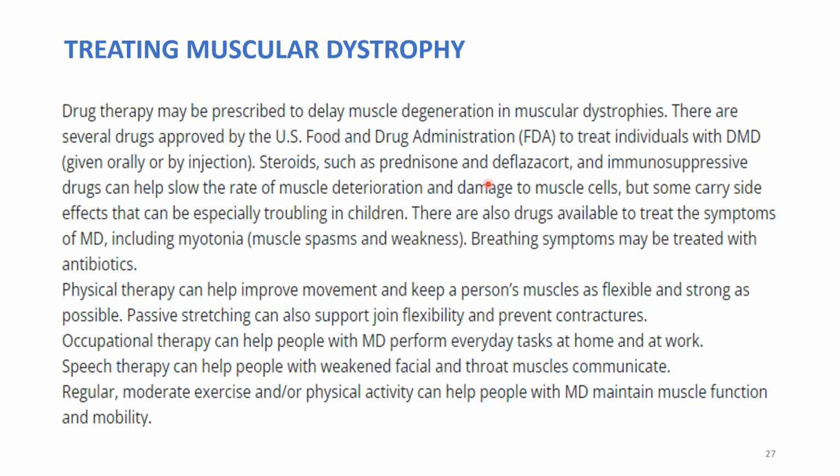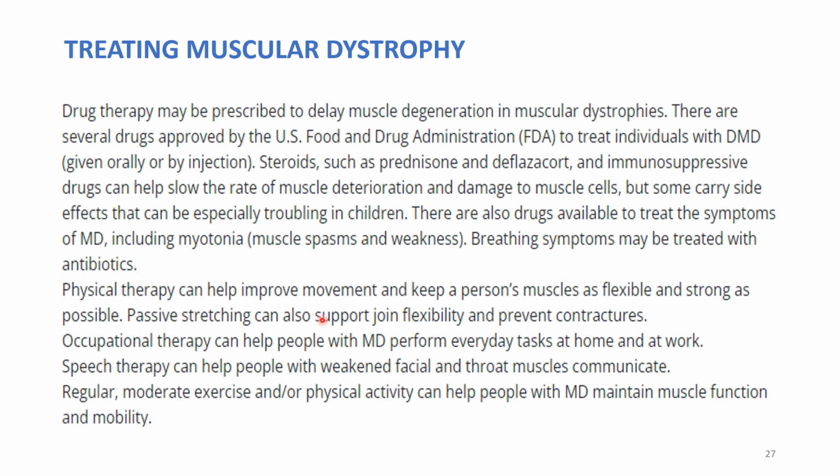Steroids such as prednisone and deflazacort and immunosuppressive drugs can also be given to help slow the rate of muscle deterioration and damage to the muscle cells. But these carry side effects that can be especially troubling for children because they will be long-term users. There are also drugs available to treat the symptoms of muscular dystrophy, including myotonia, that is muscle spasms and weakness. Breathing symptoms may be treated with antibiotics.